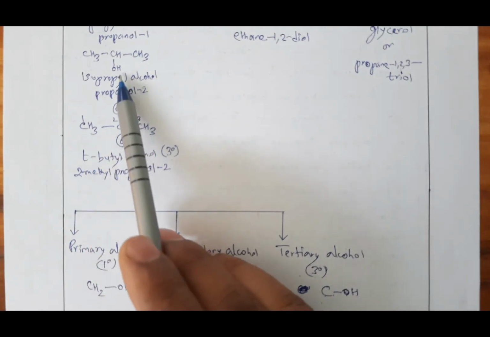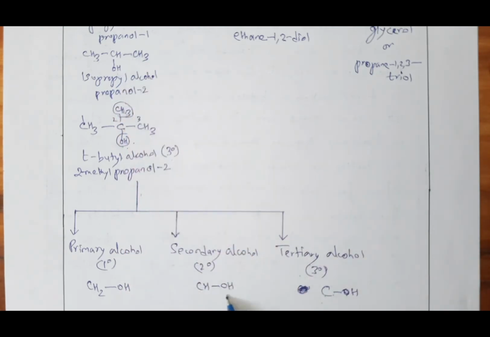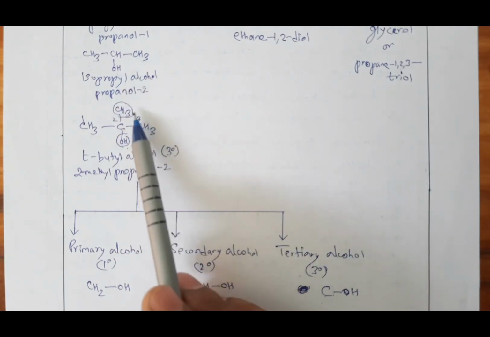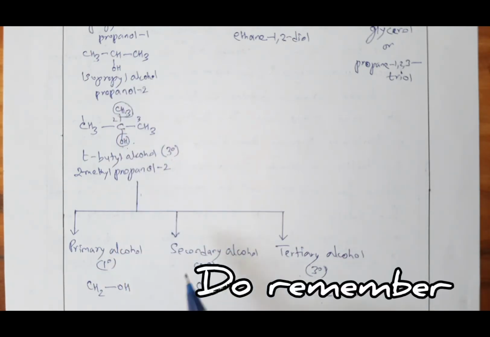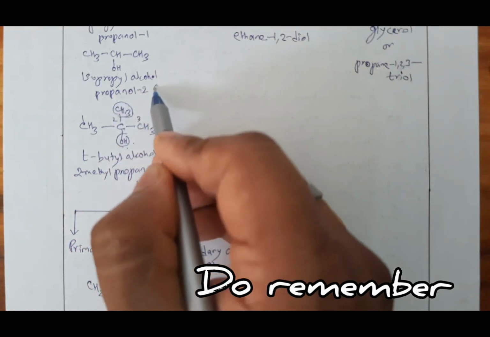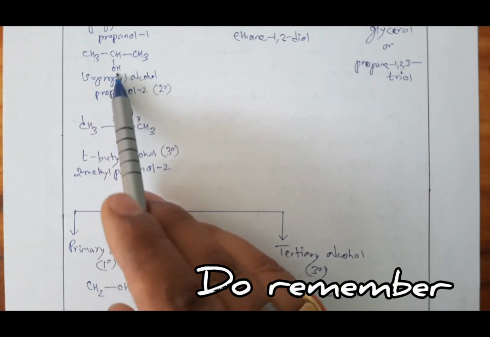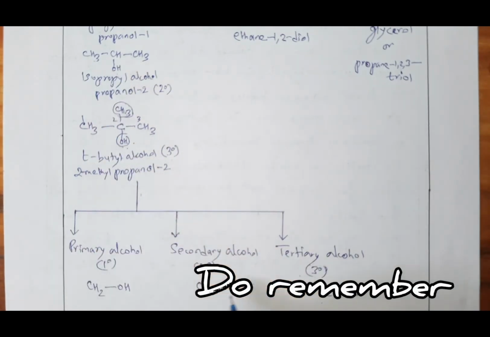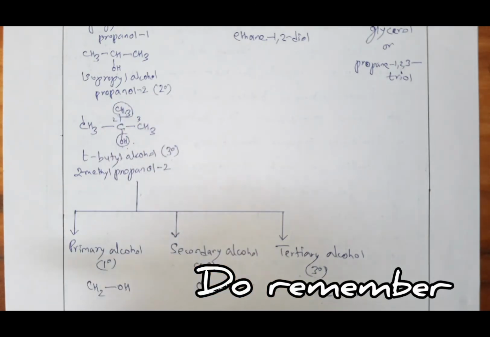Now if you see here, in the second case, OH is linked with CH. If OH is linked with CH, it comes under secondary alcohol. So therefore, isopropyl alcohol, also known as propanol 2, comes under secondary alcohol. Why? Because OH is linked with CH. So OH linked with CH is secondary. So isopropyl alcohol, propanol 2, is an example of secondary alcohol.